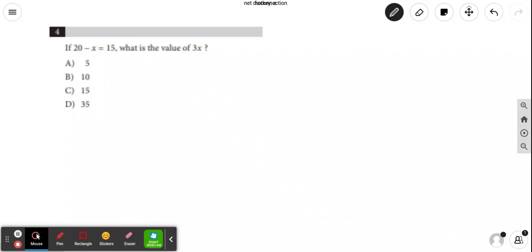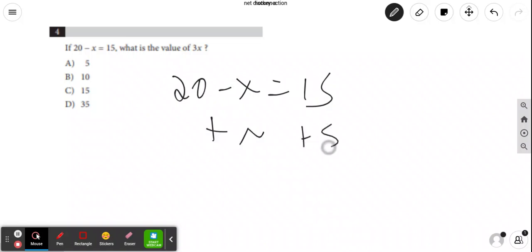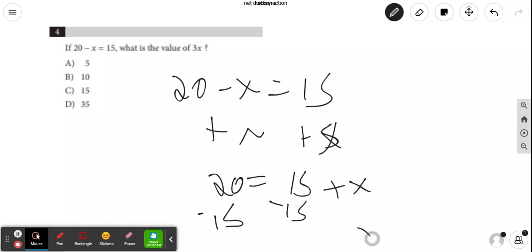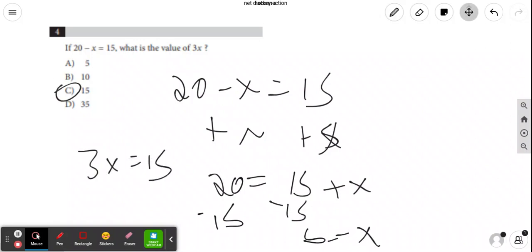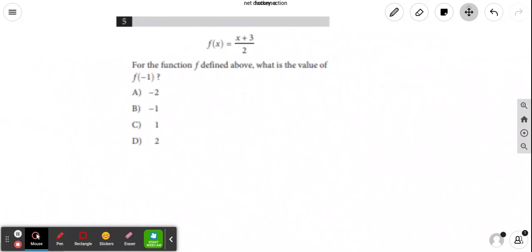If 20 minus x equals 15 plus x, what is 3x? Okay, 20 minus x equals 15 plus x, right? So 20 equals 15 plus x plus x, so x equals 5. And then just multiply each side by 3. So 3x equals 15. C. Move on with confidence. No calculator needed there.